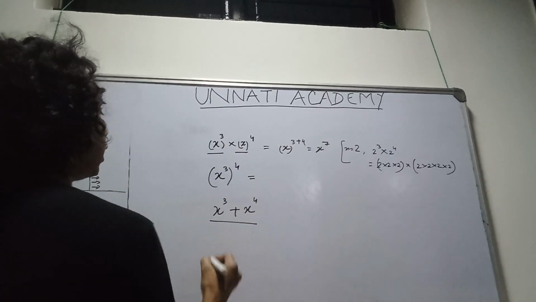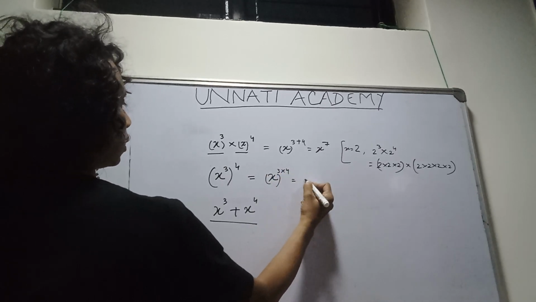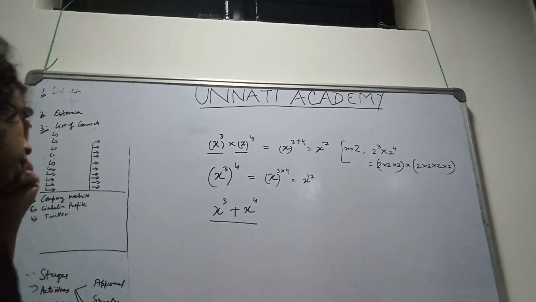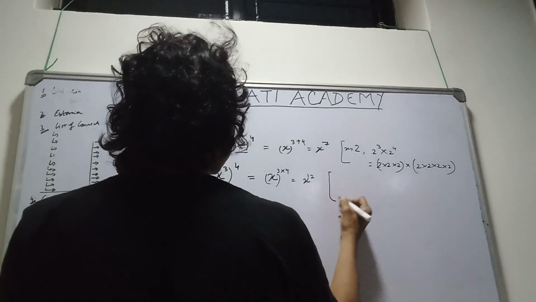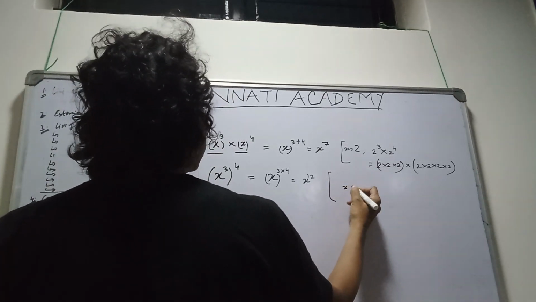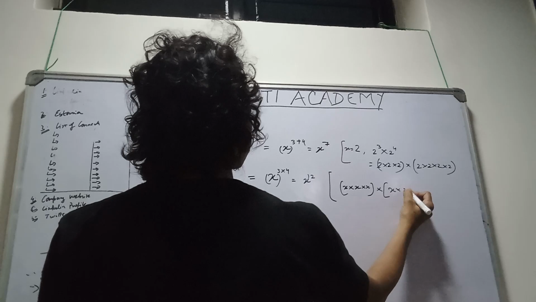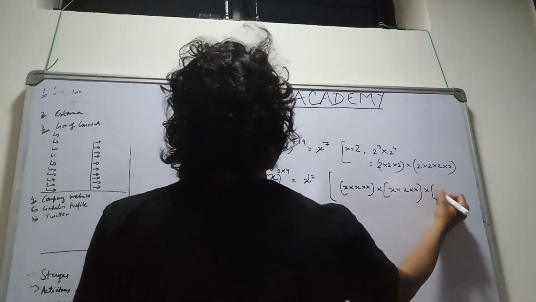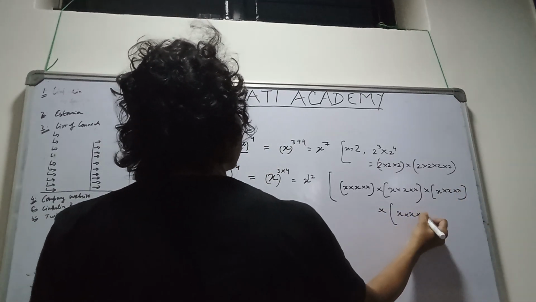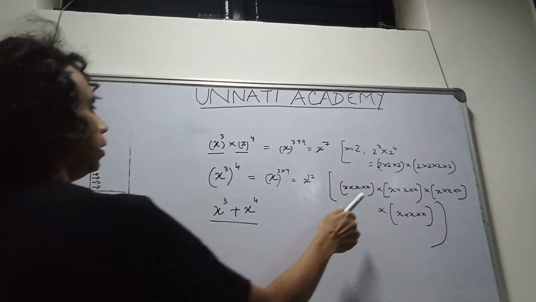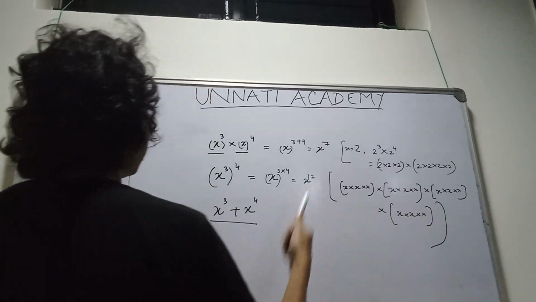Now let's take this, x cubed raised to the power 4. In this case, we're going to multiply 3 and 4 and we're going to get x raised to the power 12. Now why this? That's again because x cubed is like x into x into x, and I'm saying that I'm going to multiply this 4 times. So I have x multiplied 12 times, and that's nothing but x to the power 12.